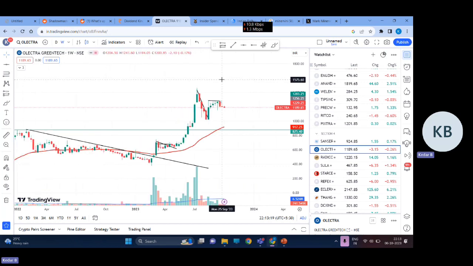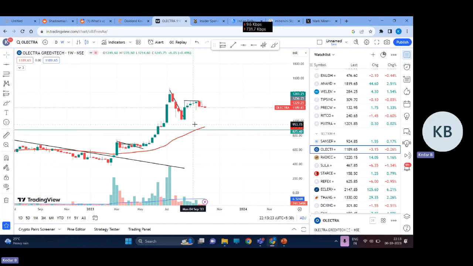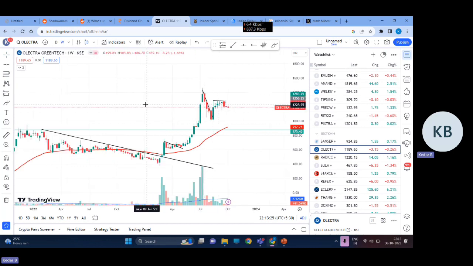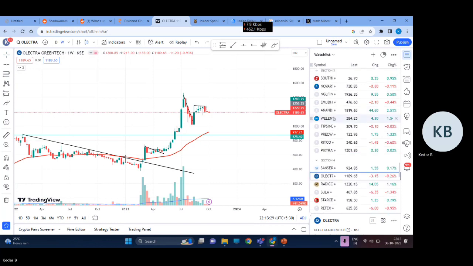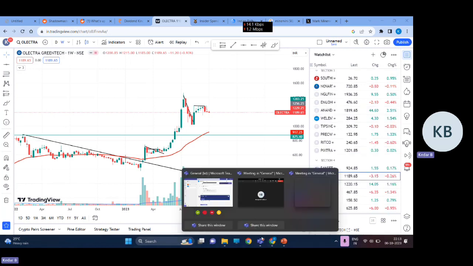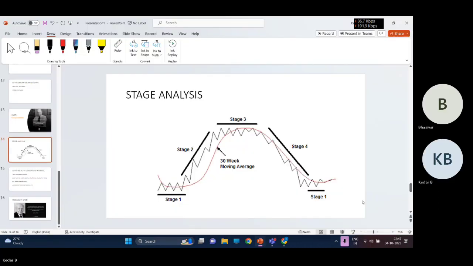So Olectra gave a breakout around here, and it's currently consolidating after a good up move. So these are some of the examples. I hope you understood the importance of them. Next session, if you have any doubts or questions, you can ask me.